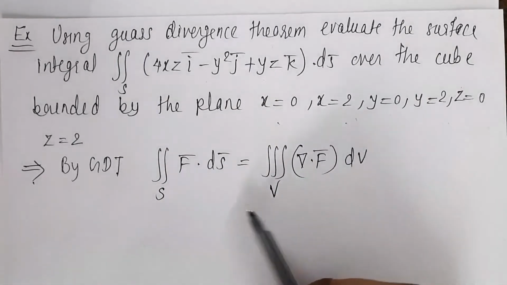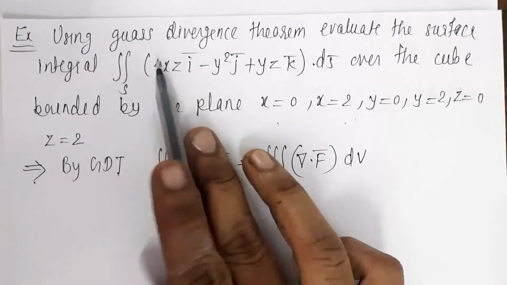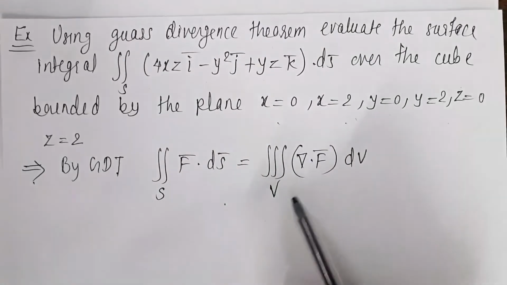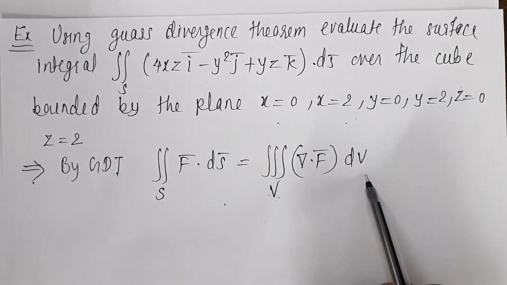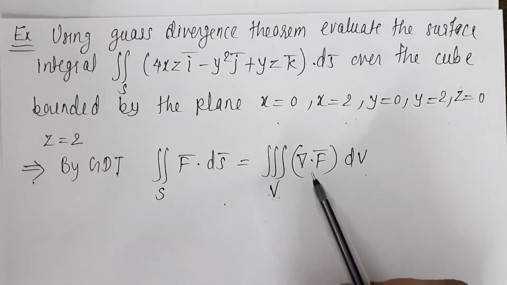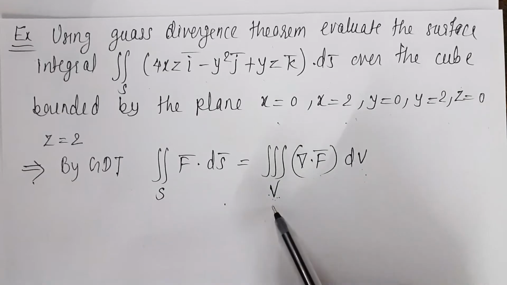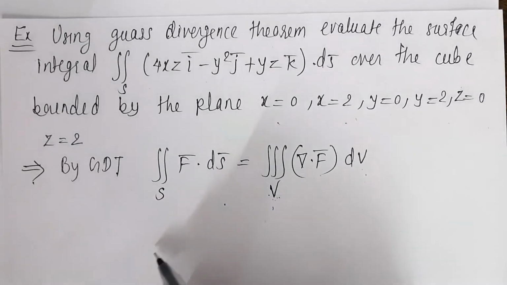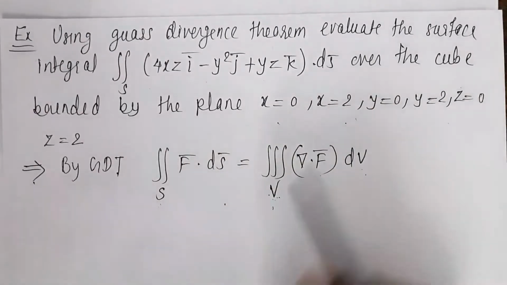Now here we cannot evaluate by using the left hand side, because the question is using the Gauss divergence theorem. We want to evaluate by using the right hand side, the triple integral over V of del dot f dv. So we need del dot f, as well as the limits for x, y and z. Now see, S is the surface of the cube bounded by all these planes.